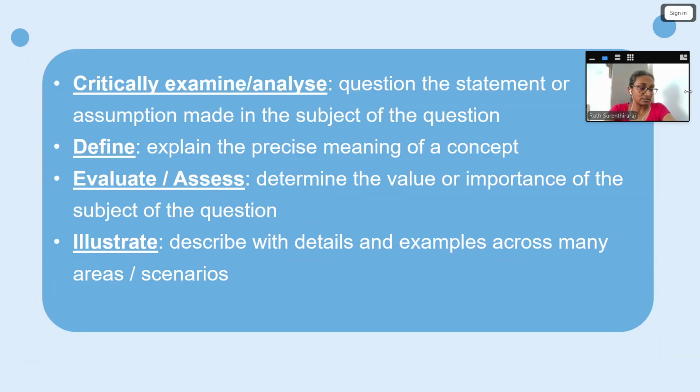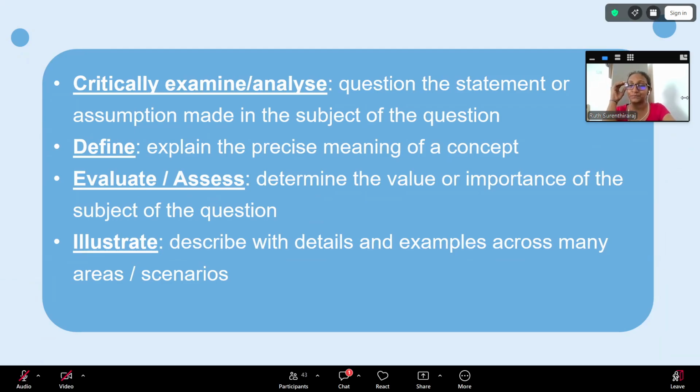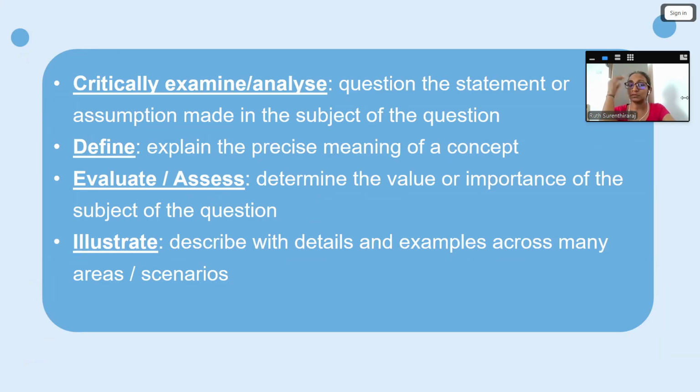And illustrating is to be able to describe with details and examples across many scenarios, right? So illustrate, you think of drawing a very detailed picture, okay? I know not everyone is a painter or an artist, but imagine a very detailed picture. That's what we expect when we think about an illustration, right? We expect you to illustrate the main ideas and examples across as many scenarios as possible.